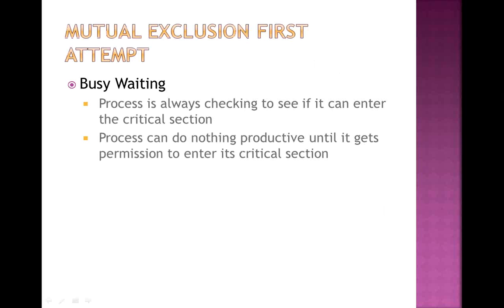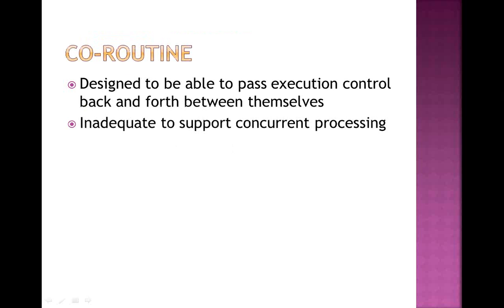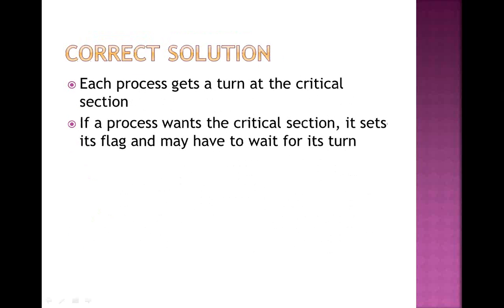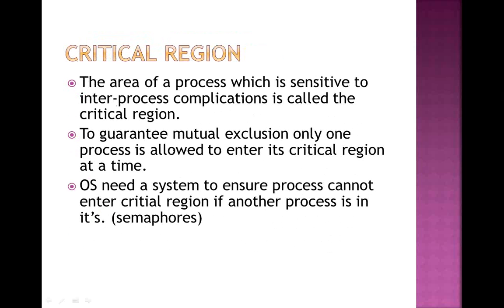This is again the process. This is the mutual exclusion first attempt, that is the first attempt used in mutual exclusion. Multiple attempts are used. Then we discussed the coroutine, second attempt, third attempt, fourth attempt. Then the correct solution after taking these attempts. Then the critical region, how different processes go into the critical region, and how different processes overlap in time in the critical regions.